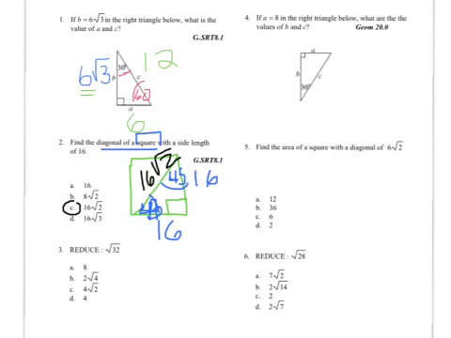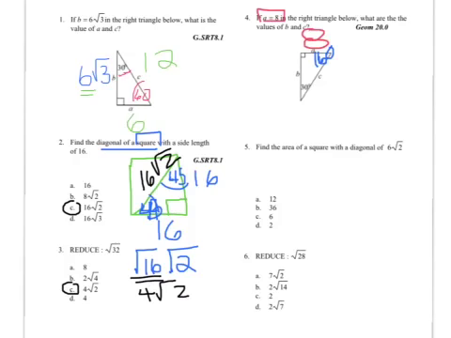In the next question, they ask us to reduce the square root of 32. I always try dividing by 2 first, and it turns out that 2 times 16 is 32. The square root of 16 is 4, so the final answer to number 3 is C.